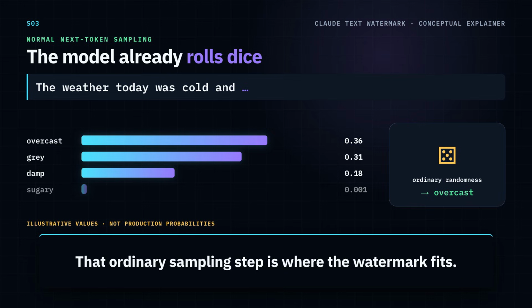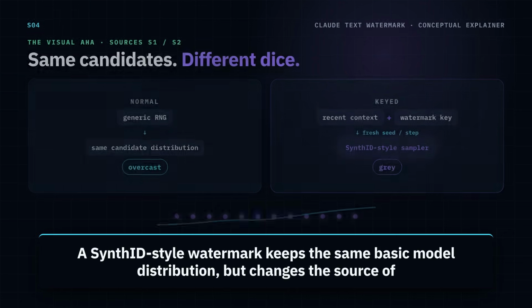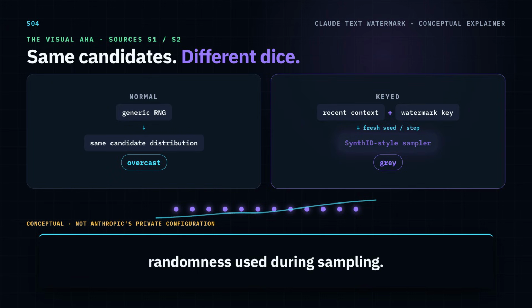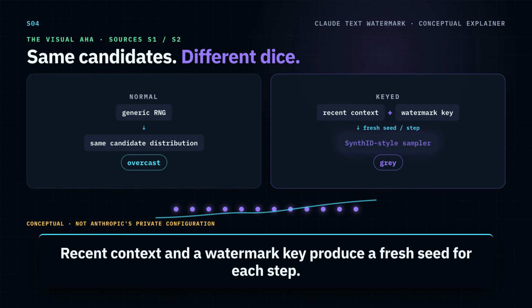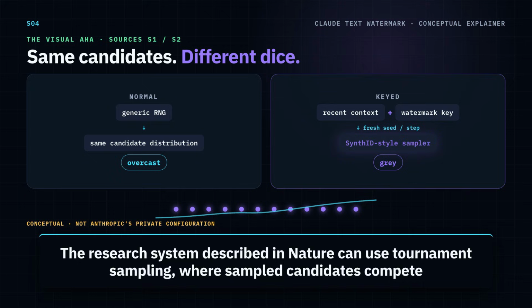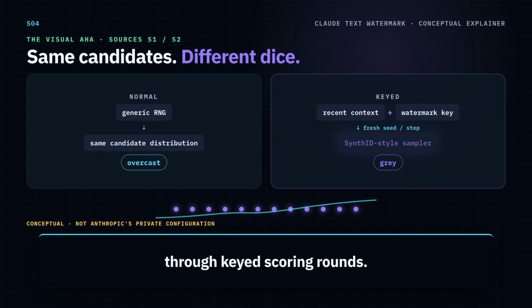A SynthID-style watermark keeps the same basic model distribution, but changes the source of randomness used during sampling. Recent context and a watermark key produce a fresh seed for each step. The sampler uses that seed while choosing among plausible candidates. The research system described in Nature can use tournament sampling, where sampled candidates compete through keyed scoring rounds. This is sampling-time behavior, not a tag pasted onto finished text, and it adds no extra output tokens.